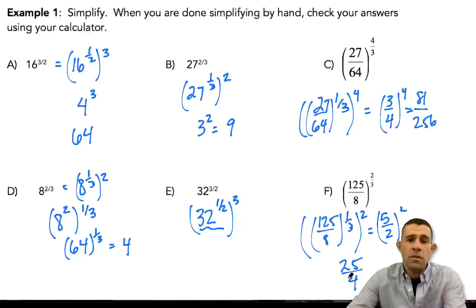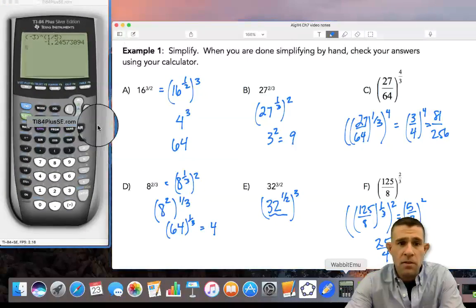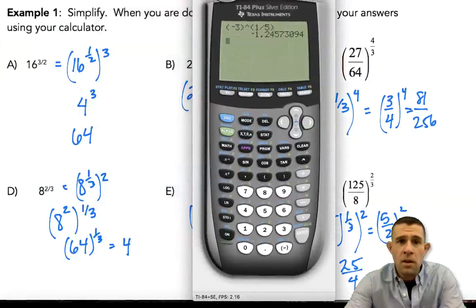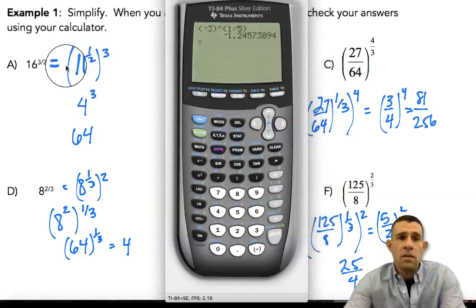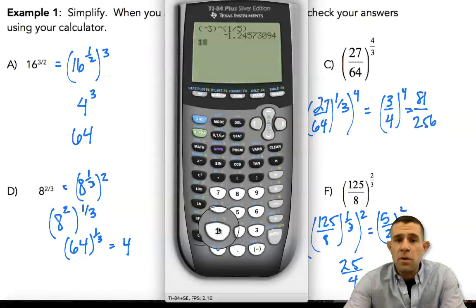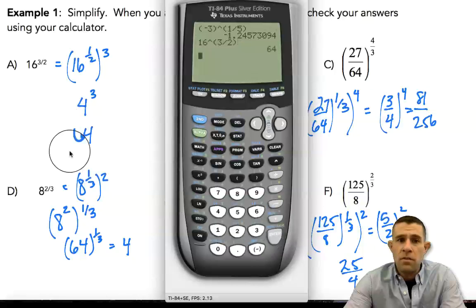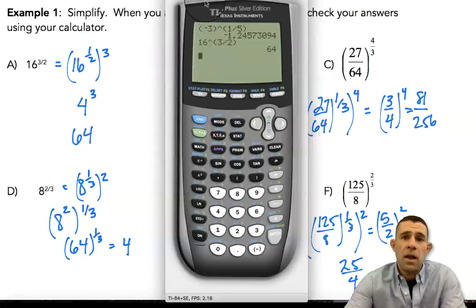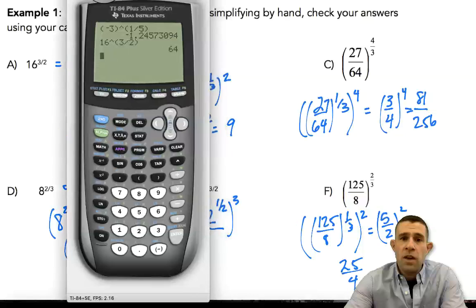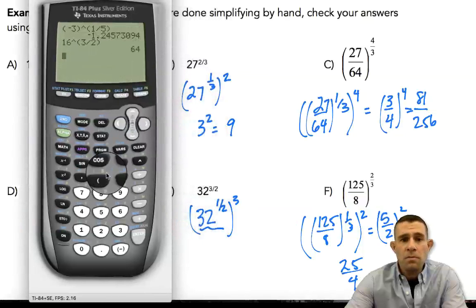So let's pause and let's go to our graphing calculator here and see how we can enter some of these numbers in using our graphing calculator. So let's just check this first one. We'll enter 16, and we're going to have our little up arrow, and then in parentheses 3 divided by 2. We'll close our parentheses and we'll press enter, and we get 64, which is the same result we got by hand.